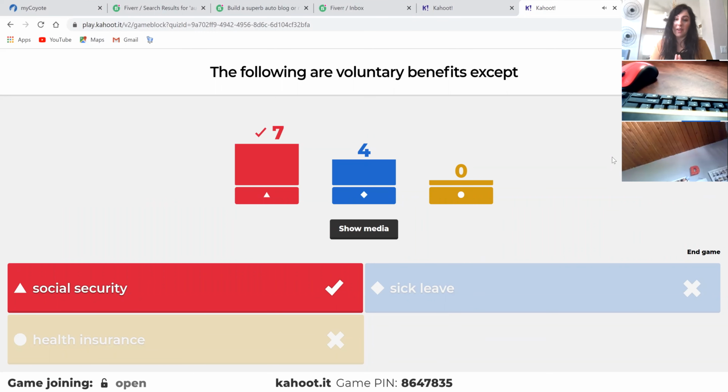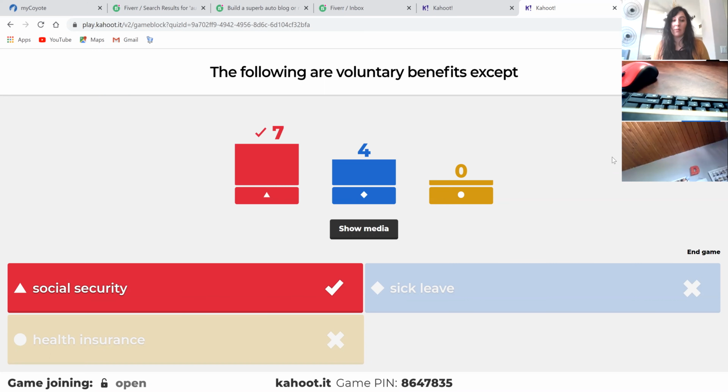You guys need to know that there are basically four mandatory benefits. Really, if you don't understand the whole concept behind voluntary and mandatory, you could just memorize the mandatory benefits, and then everything else is voluntary. That's all you have to know.